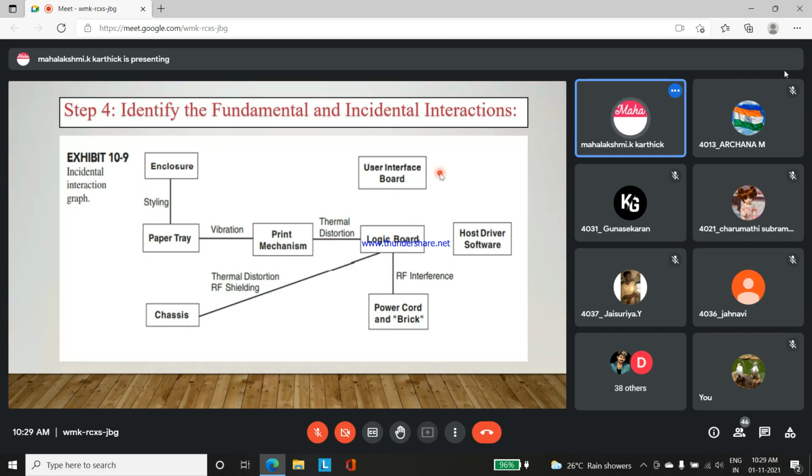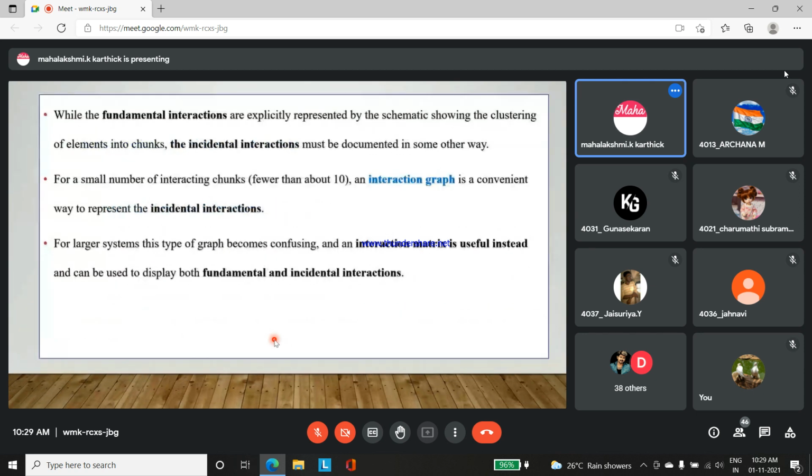So this is how you have to identify, for any type of product you are going to design, what will be the incidental interactions, and you have to represent them in a graph. Fundamental interactions are explicitly represented by the schematic showing the clustering of the elements into chunks. Incidental interactions must be documented in some other way, like what are all the problems that occur when two chunks are connected together. So this is a different procedure compared to fundamental interactions. Here you have to represent an incidental graph when you consider incidental interactions.